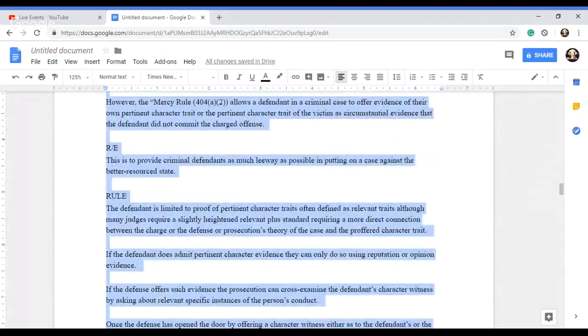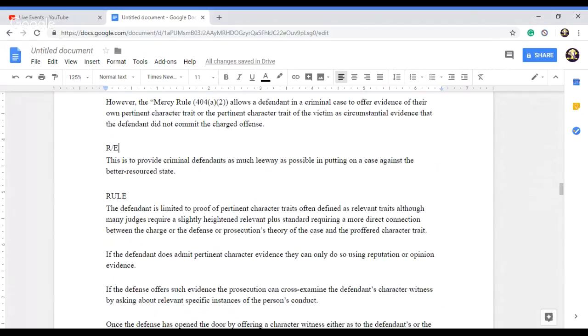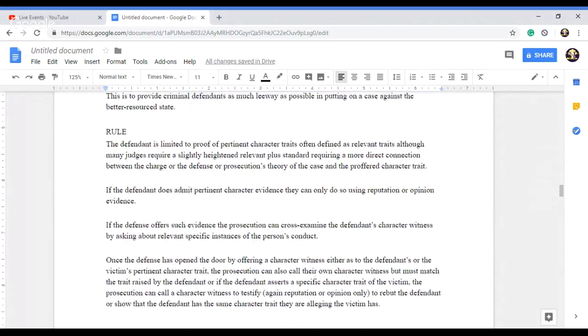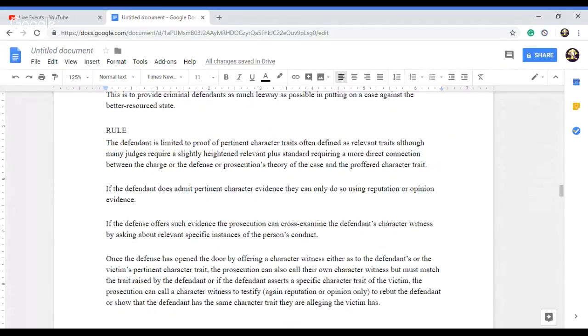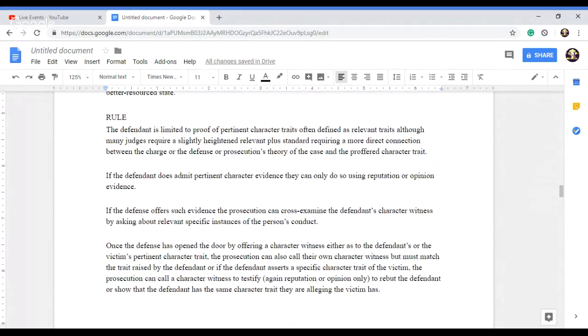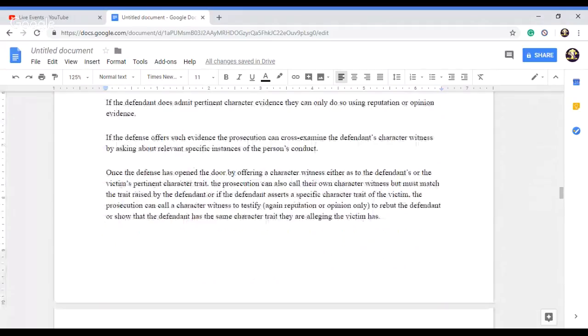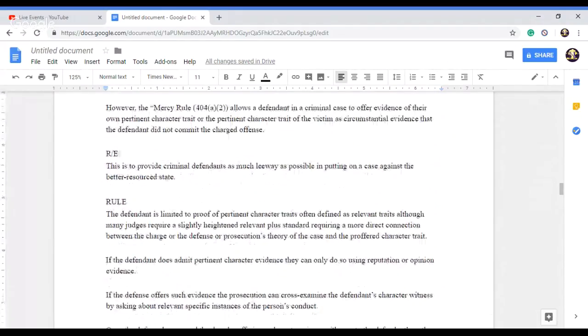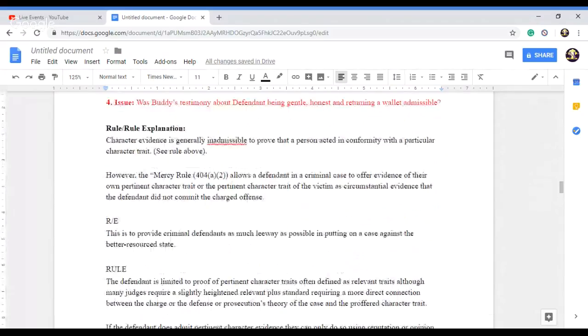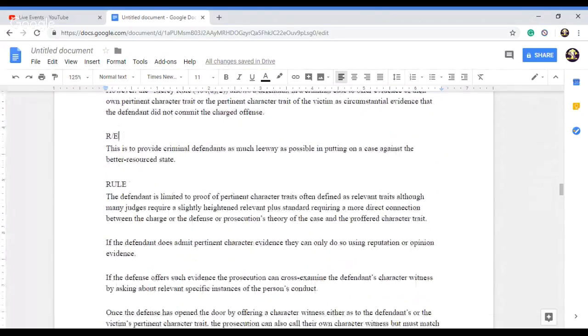which rules have a rule explanation involved with them, which obviously this one does, and when one is lacking. Because in this particular one, for the mercy rule, there is really no policy behind it. The only general policy is that this provides the criminal defendant with as much leeway as possible in putting on a case against the better resourced state. So that may be the policy for the whole general rule. But again, you see, it's a one-sentence policy where the majority of all of this text is actual rule.